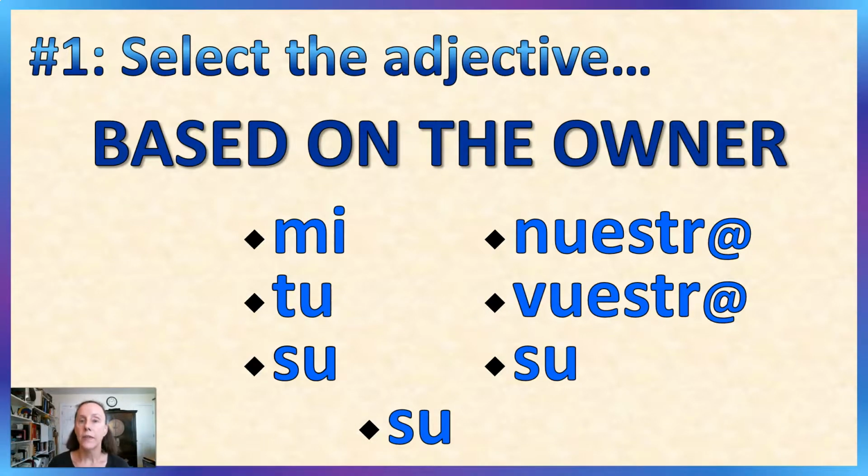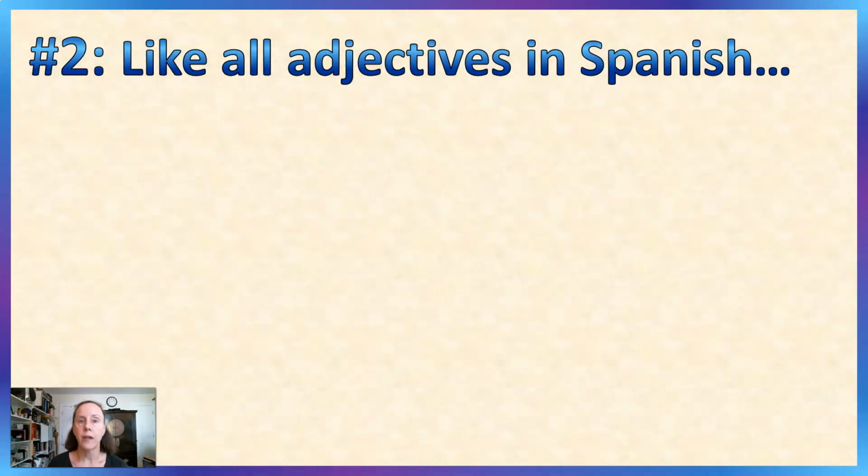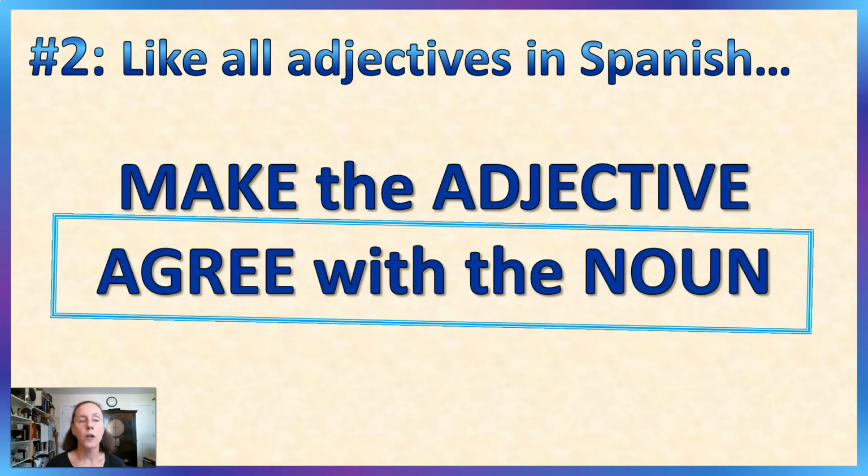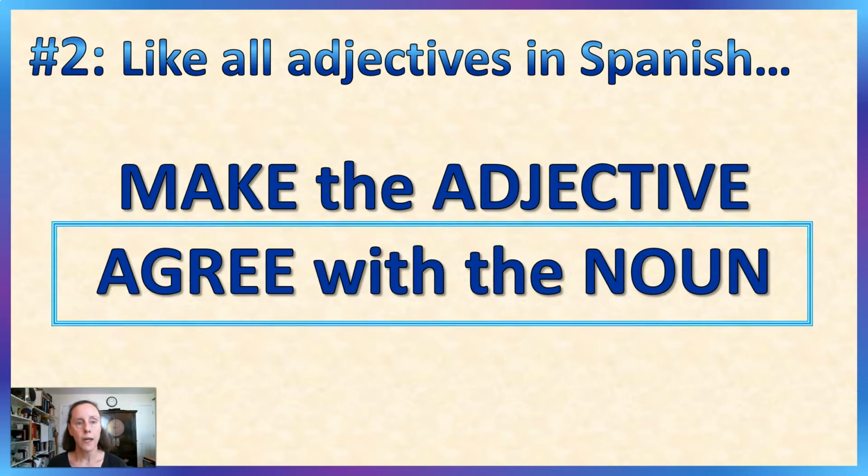All right. And then the next thing that's really important, like all adjectives in Spanish, you must make it agree with the noun. For the most part, that's just adding an S if the noun is plural. If you are talking about our things or y'all's things, then you also have to worry about making that last vowel, the O or the A, agree with the gender of the noun.